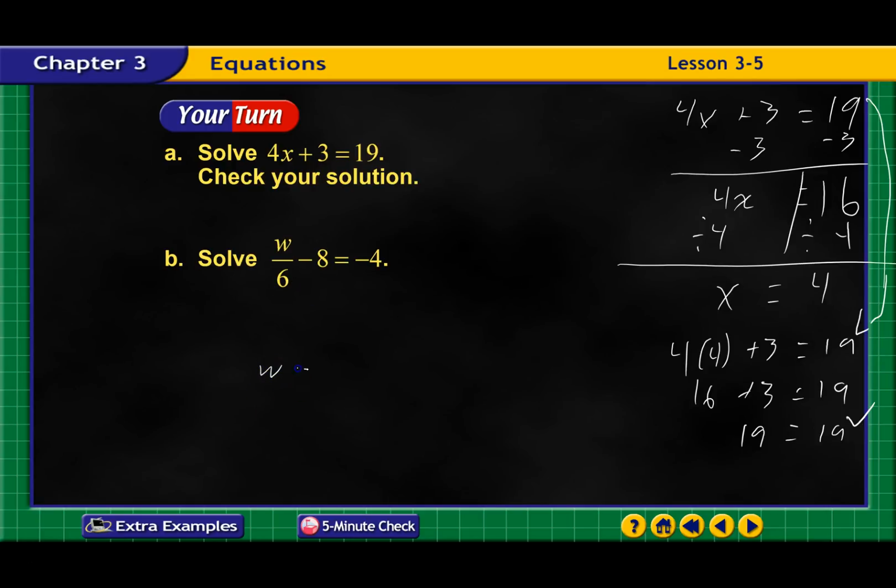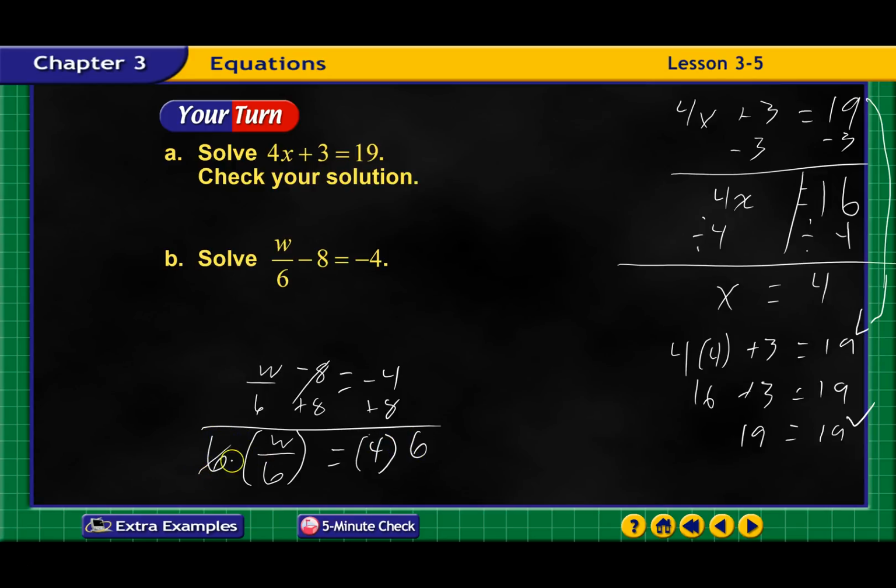All right, let's do this one. So w over 6 minus 8 equals negative 4, plus 8, plus 8. 4, cancel that out, equals w over 6. So we're going to have to multiply both sides by 6. By 6, those cancel. W equals 6 times 4 is 24.